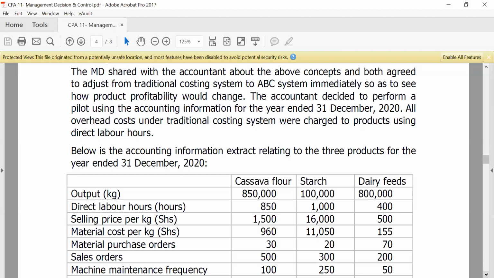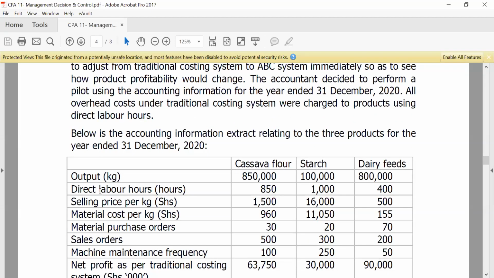Then now they go ahead to tell us the direct labor hours. This one has 850, 1,000, and then 400. They also give us the selling price, as you can see, for the different products. One of the things that I want to share with you is the reason why it's not good to use direct labor hours when charging overheads on different products: you can find a product like this. We can see here that this product is 1,500 and this product is 16,000. So you see that a product of 1,500 takes, on average in terms of hours, not so much different from a product that is priced at 16,000.